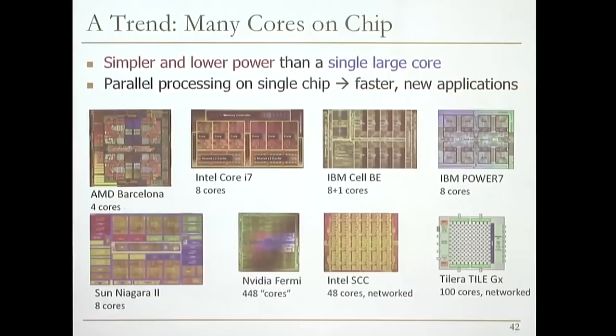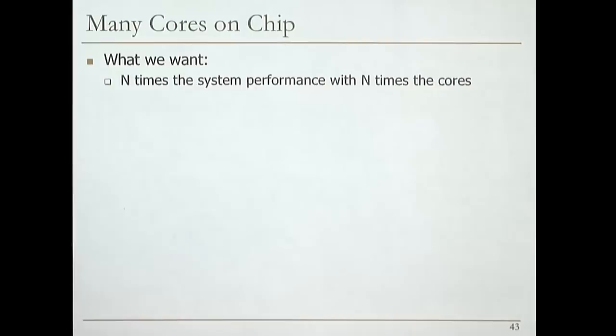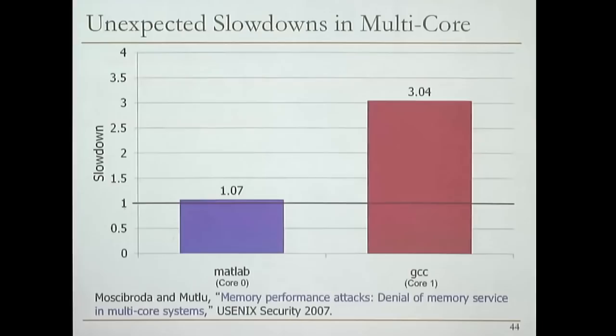Hopefully you get faster and new applications. But let's see some problems related to it. Ideally, what you want when you put more cores on a chip is, if you put n cores, you want n times the system performance, right? That's perfect scaling, if you will. Now, the problem is, what do we get today?